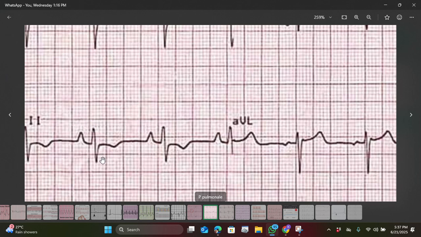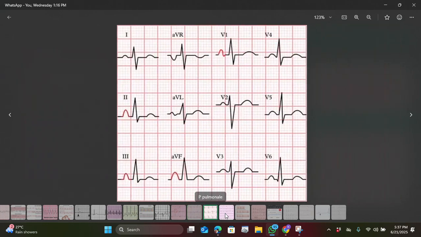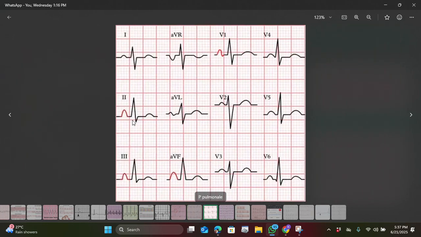I'm saying it must not be taller than what? 2.5 small boxes. So you have P pulmonale in this lead. Do you understand? Yes, ma'am. Let's look at this now.